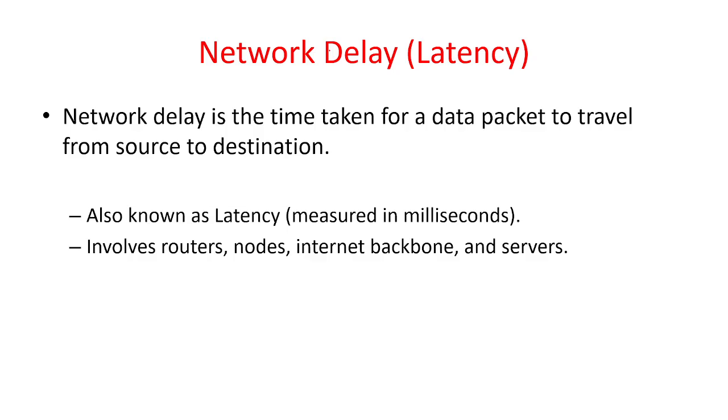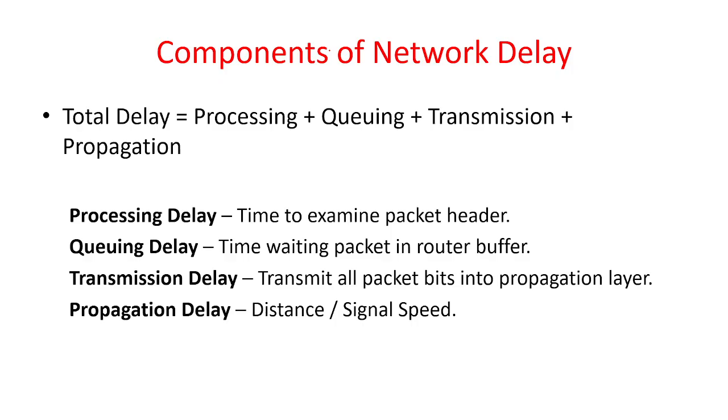So what are the factors that affect a network delay? It involves routers, nodes, internet backbone, and servers. A data packet is nothing but a smallish chunk of data to be transferred between the nodes in the computer network. If we talk about the delay, it is not a single thing. It's the combination of multiple delays, namely processing, queuing, transmission, and propagation. So let's look at them one by one.